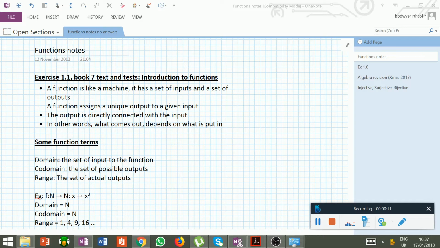First of all, a function is like a machine. It has a set of inputs and a set of outputs. A function assigns a unique output to a given input. The output is directly connected with the input. In other words, what comes out depends on what you put in.